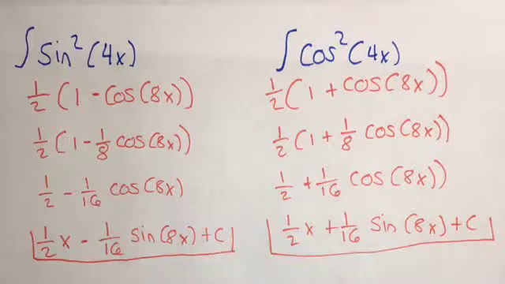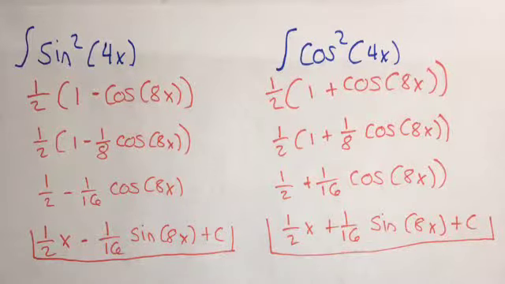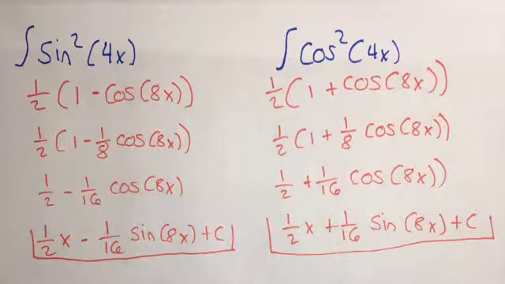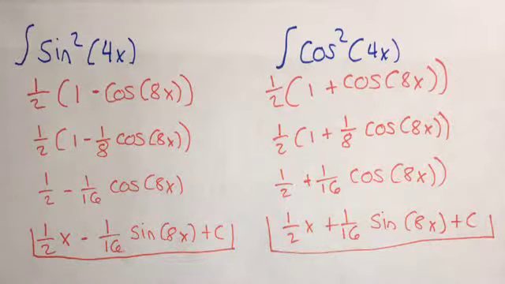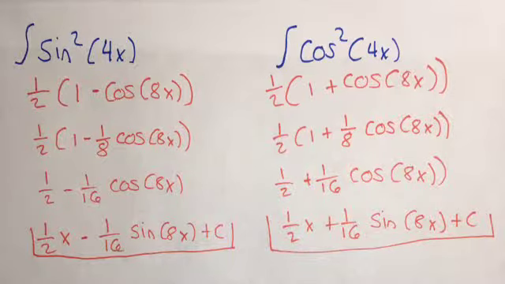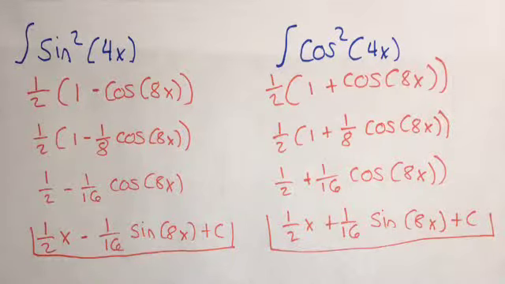The integral of 1/2 is 1/2 x, and the integral of cosine is sine. Finally, we add the constant. In the other one, it's exactly the same, but with the sign positive because of the formula of cosine squared.